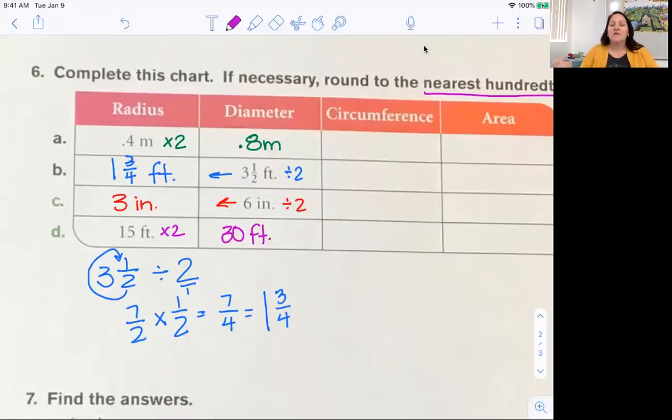Okay, so if you have a diameter, to find radius, you divide by 2. So letter C, 6 divided by 2 is 3 inches. And then letter D, if you have a radius and you're trying to find diameter, you multiply by 2. So 15 times 2 is 30.